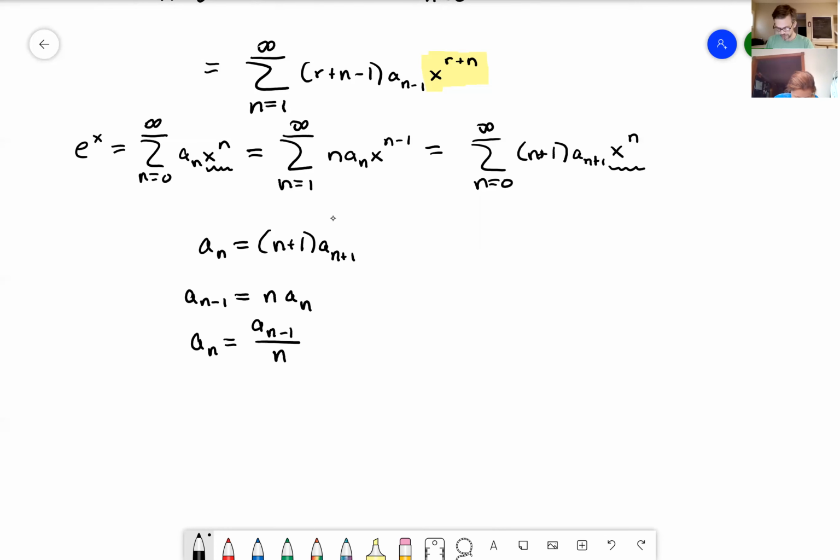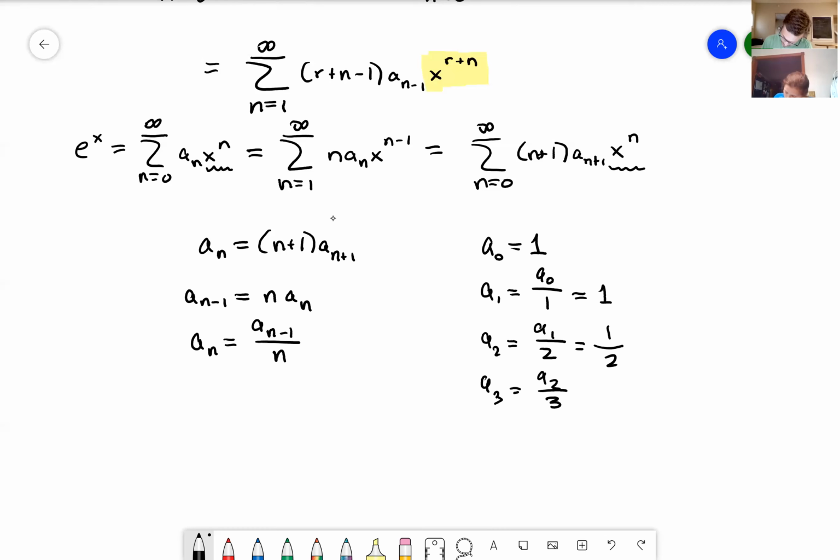Now, all that we have to do is figure out what a0 is, and we can do that by just plugging in 0 into the function because it's centered at 0. So we'll get that a0 is equal to 1. And then a1 is equal to a0 over 1, which is 1. And a2 is equal to a1 over 2, which is 1 over 2. And then a3 is equal to a2 over 3, which is 1 over 3 times 2. And then continuing in this way, 1 over 4 times 3 times 2.